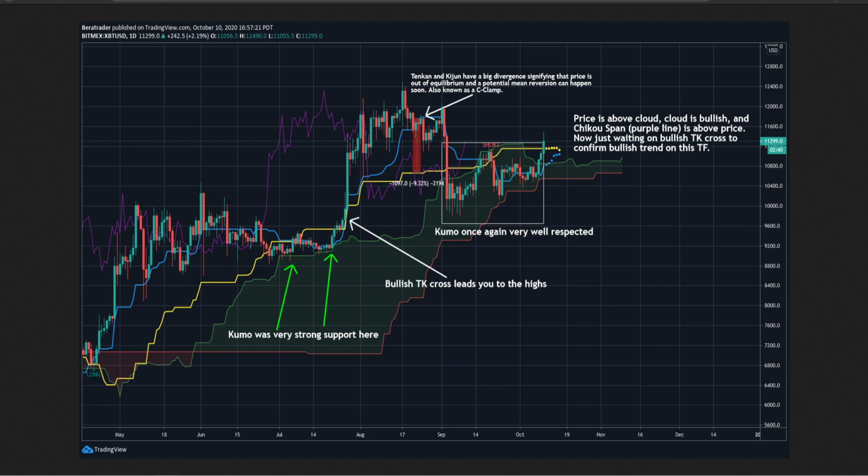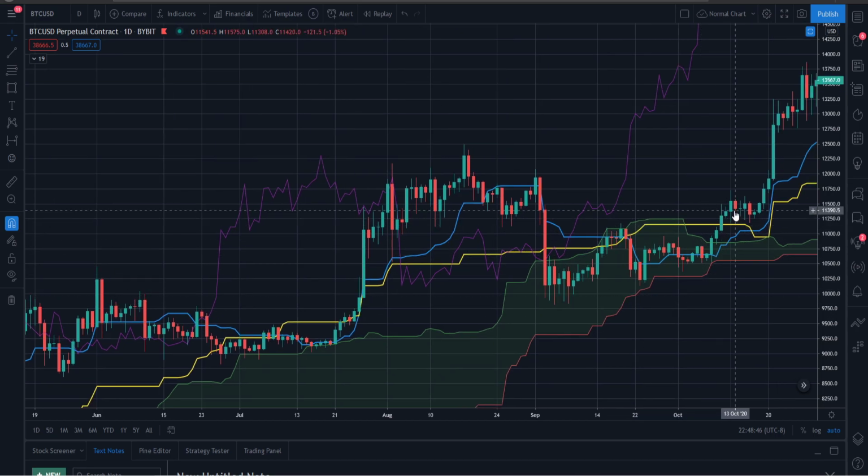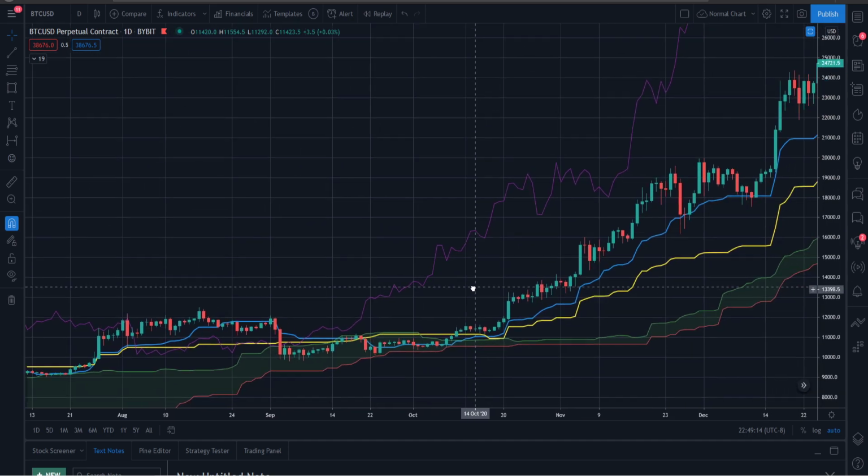So if we go back to the live chart, you can see right here, actually, this is where you got your bullish TK cross that I was talking about just a minute ago, right here. And you can see, so again, back here, you got your bullish TK cross right here. You got a 25% move to the upside. Here's another exact same setup right here. And this is what happened after that.